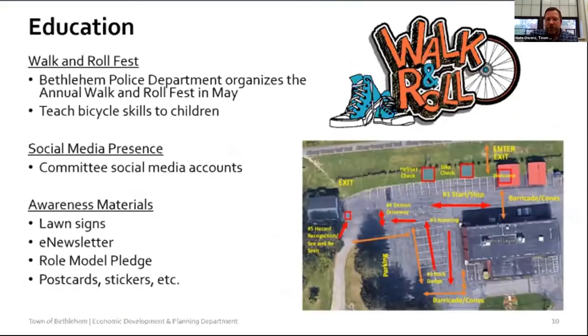I'm going to touch on education a little bit. Education is a critical focus as much of our environment is really built for the automobile. A lot of extra work is necessary to make drivers aware of pedestrians. And unfortunately, a lot of that is making sure pedestrians are visible to cars.